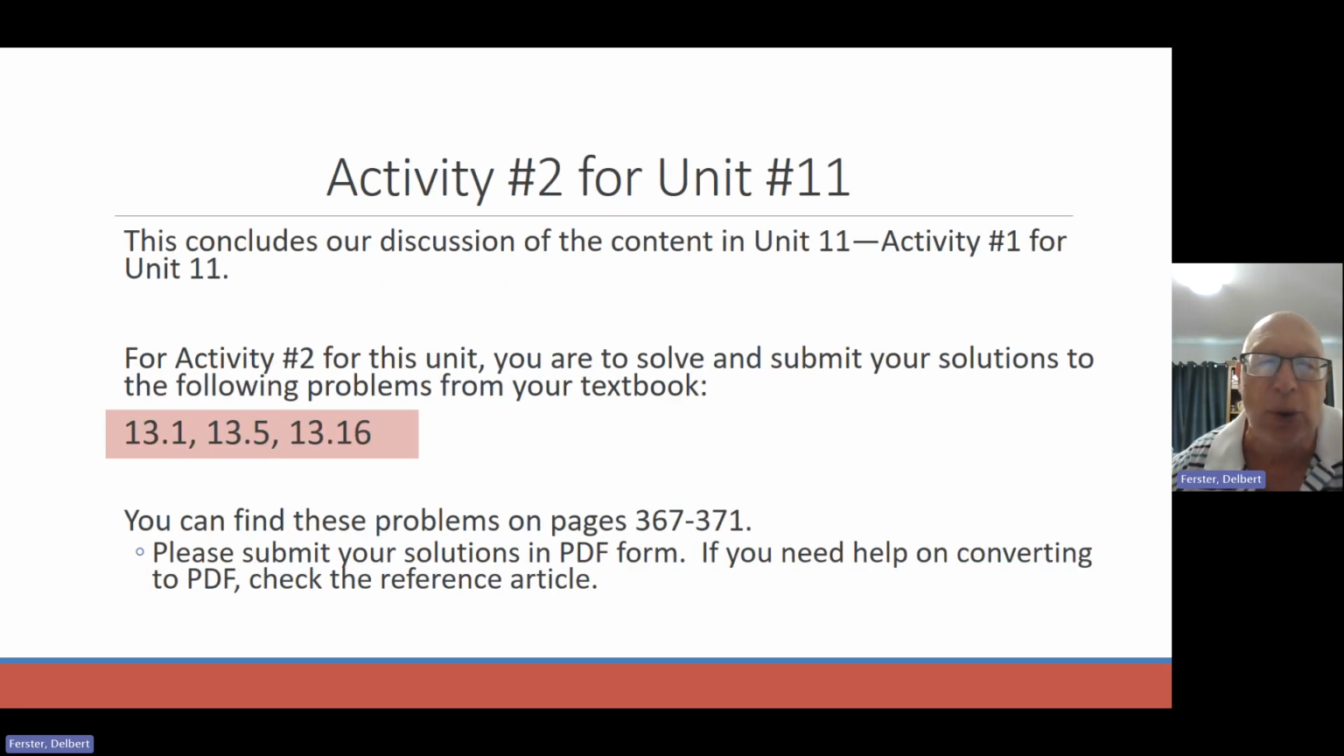Wrapping up Unit 11, you'll notice that there are very few problems from the book for this one. You'll find them on page 367. Crank out some solutions, send them my way. If you run into questions and difficulties, shoot out an email, and we'll try to find some time to meet together to get you over hurdles.